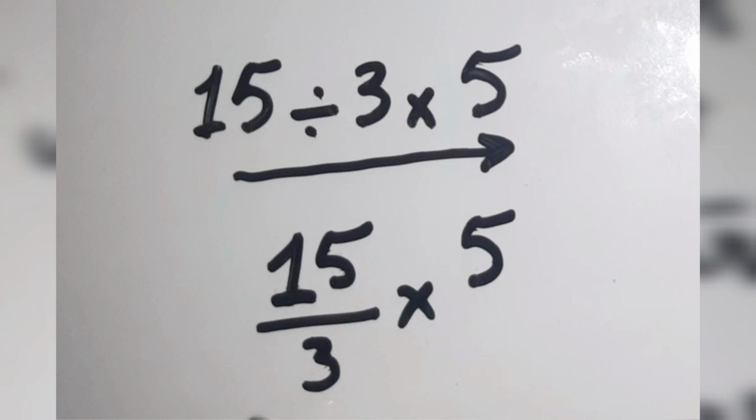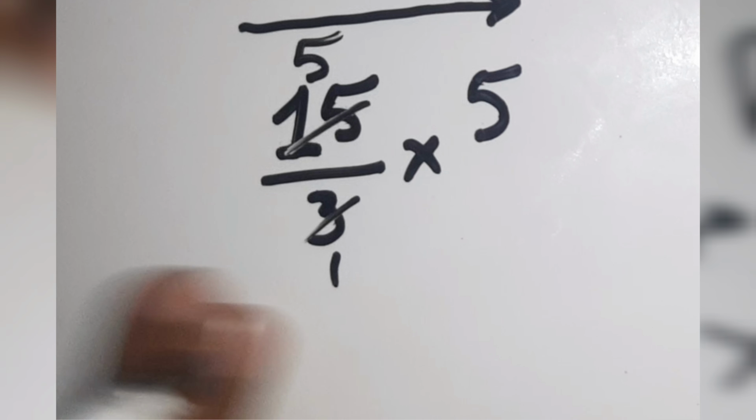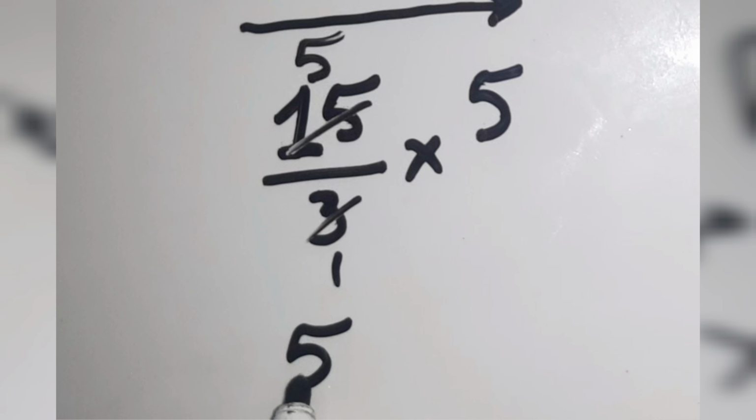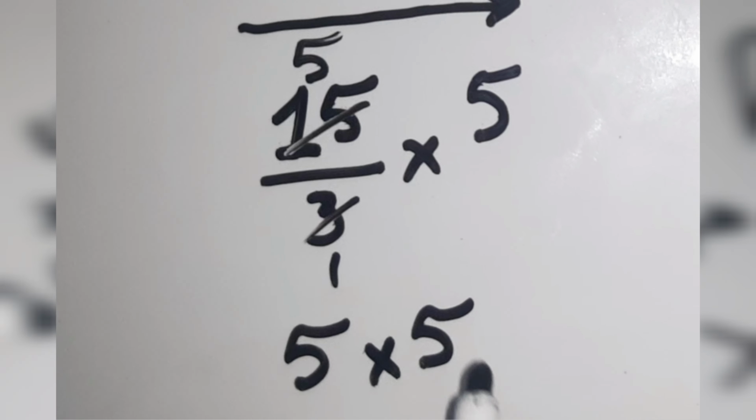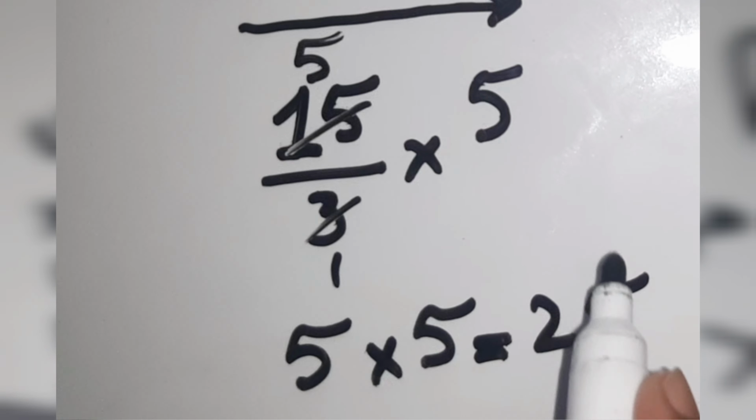Now here we use the table of 3, and 3 cancels here, 1, and here is 5. So the final equation is 5 times 5 gives us 25. This is the right answer.